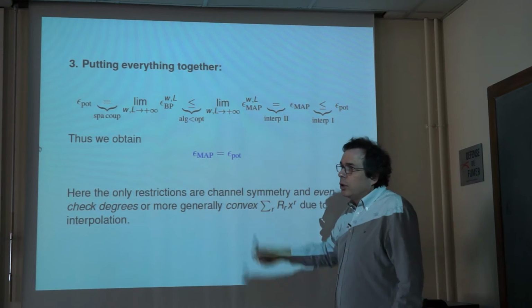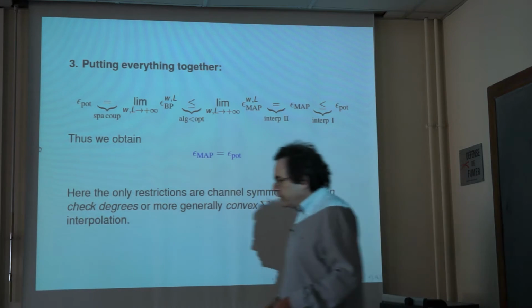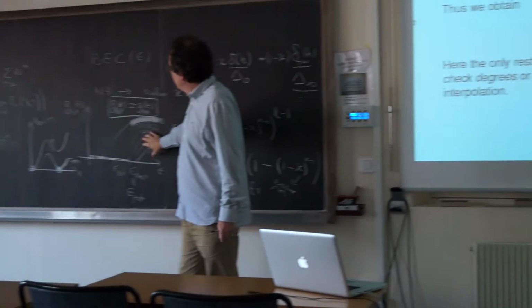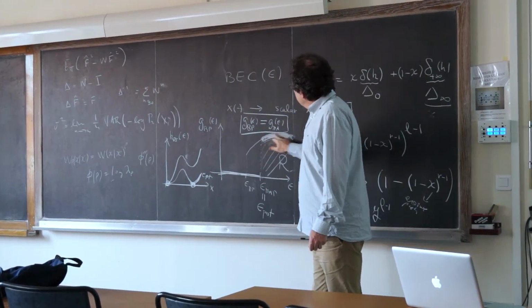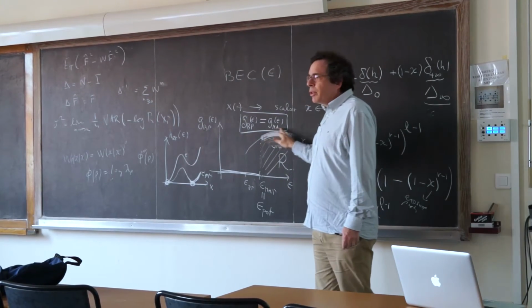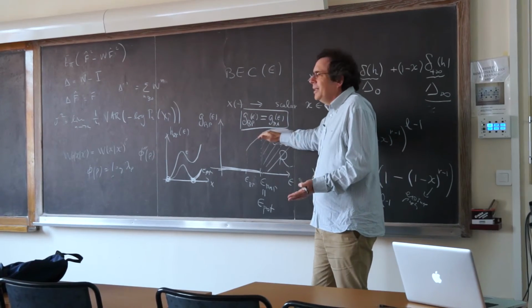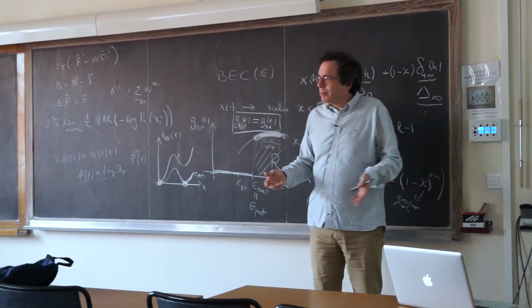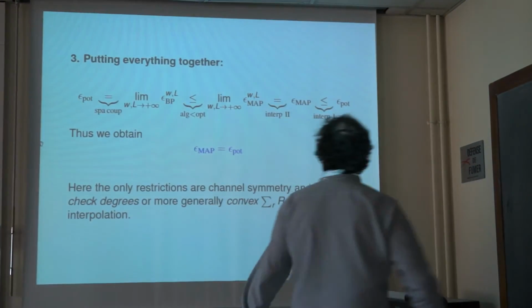And once you know that these two thresholds are equal, the MAP and BP curves, as I said, they are constrained by the area theorem, so they must be equal above the MAP threshold. And since the MAP EXIT curve by definition is the derivative of the entropy, you just integrate your curve and you get the entropy. And this way you get the full replica symmetric formula.